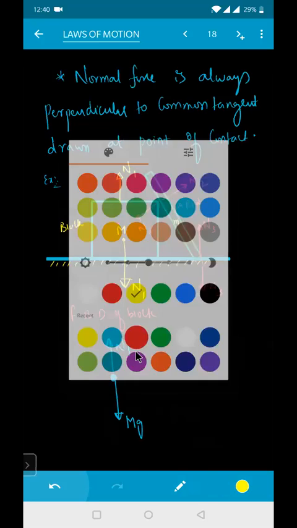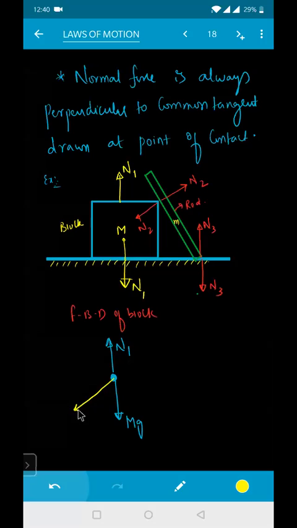So N2 will exert the force on this one. This is the direction of the force which has been acting on this one, and this is nothing but your N2. Is there any other force which has been acting? This N1 and N1 are equal and opposite, so they'll get cancelled. The weight of the block is Mg, and this N1 balances your capital Mg. And this rod will exert the normal force acting on this body.